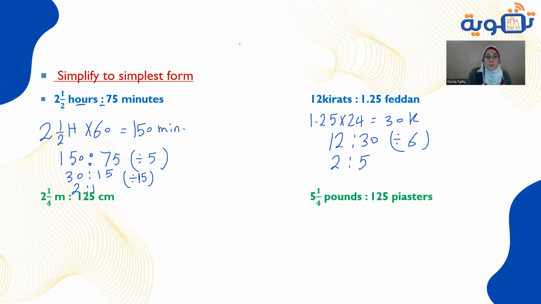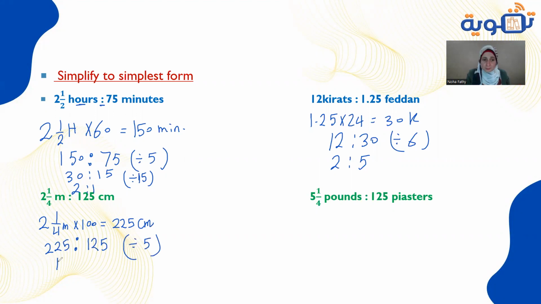From meter to centimeter, I will convert 2.25 meters times 100 equal to 225 centimeters. Then I will rewrite the ratio, 225 centimeters to 125 centimeters. Simplify, divide by 5 equal to 45, divide by 5, 25. Then simplify, divide by 5 equal to 9 to 5.